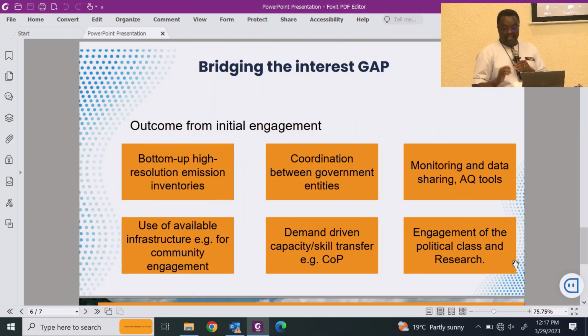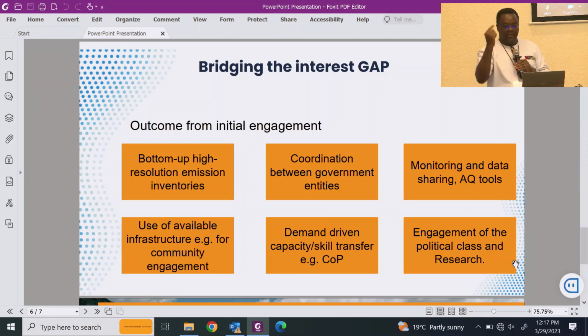The other thing that came out strongly is the need for coordination between government entities. And I have to use transport again as an interesting example. So, for example, in Nairobi, the county is in charge of really controlling air pollution fully, 100%. That is in the constitution. But they have no powers on vehicles.